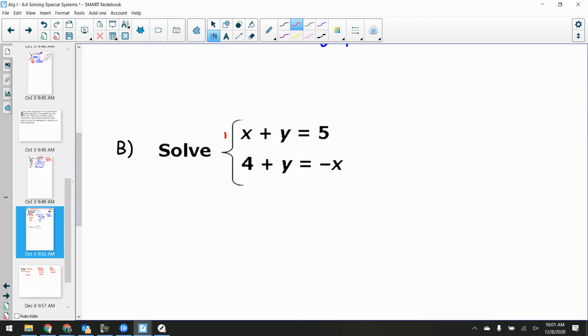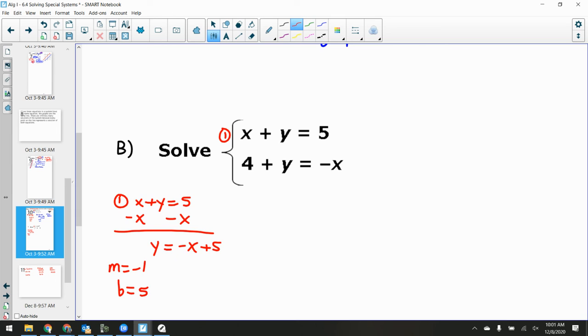So let's take equation 1 and solve for y. Well, that would mean I would just subtract x from both sides. Okay, so slope is negative 1, b is positive 5. I take equation 2 and do that exact same thing. 4 plus y is equal to negative x, so I just subtract the 4 over to the other side. So y is equal to negative x minus 4.